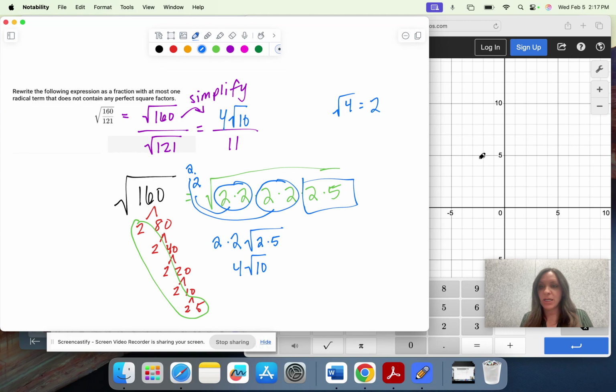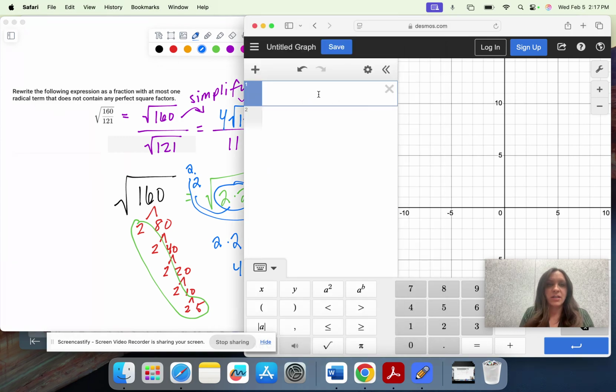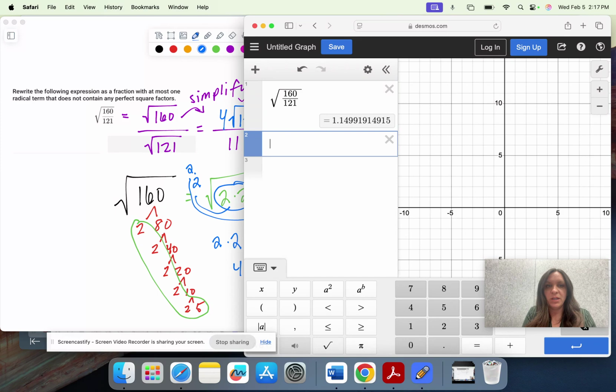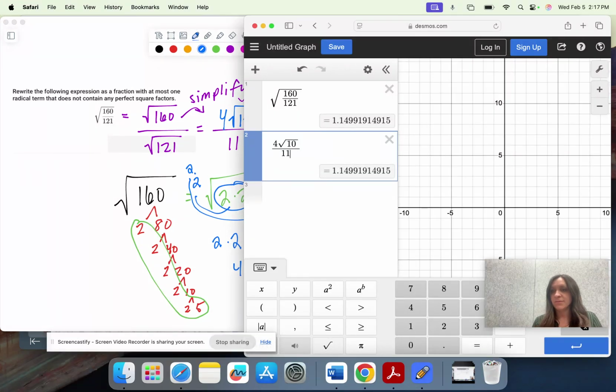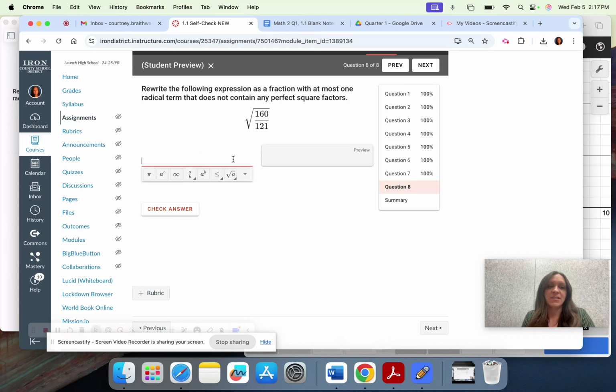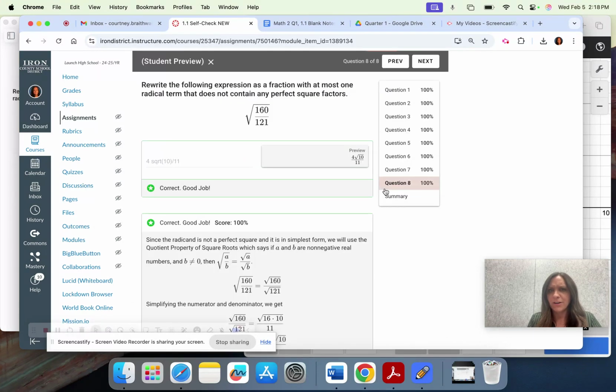So I like to check my answer. Remember when we started, I did square root of 160 over 121? Well, my new answer is 4 square root of 10 divided by 11. They're the same. That's what you want. Okay, so let's type this in. 4 square root 10, oops, divided by 11. That looks like how I have it written down. And we got error. Nope, we got it.